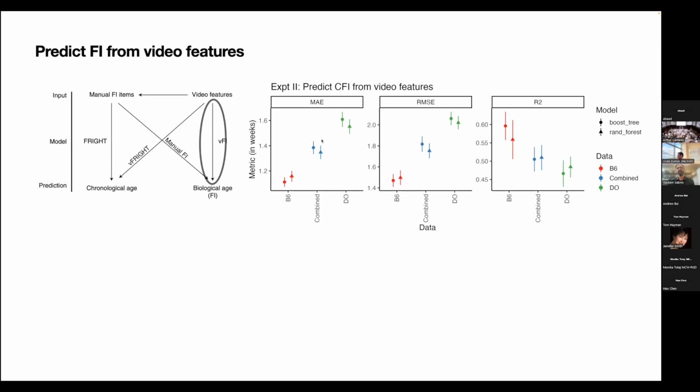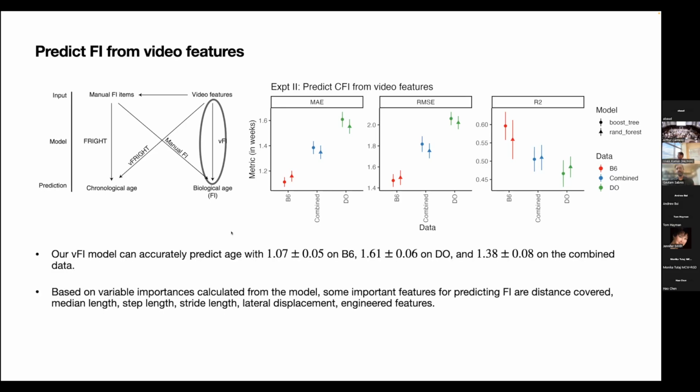A way to interpret these errors is that an error of 1.2 means that one FI item is being miscored, or maybe two FI items are being miscored by 0.5 points. Similarly here, three FI items are being miscored by 0.5 points. So here are the errors. Again, we wanted to know which features help us make these predictions, which features are important, basically.